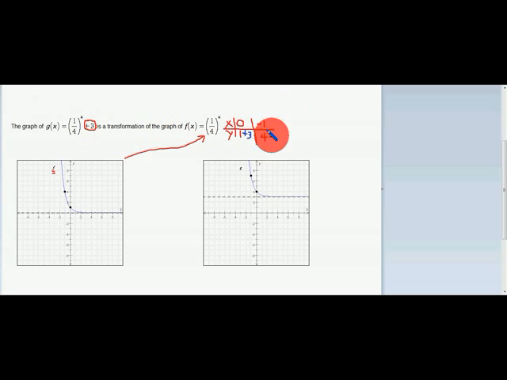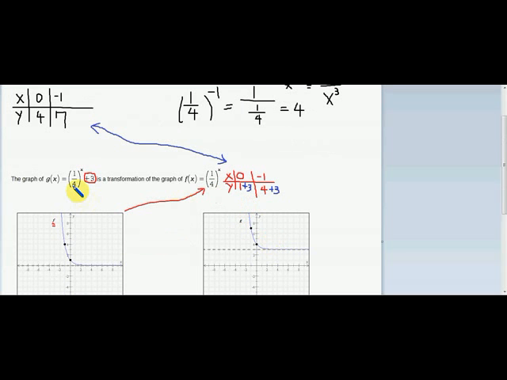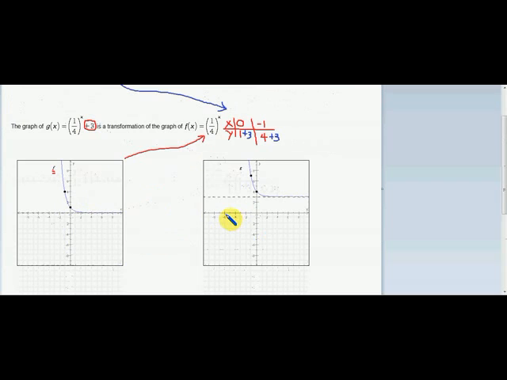Right, add a 3. So if you look at this table and the table that we just calculated, they are exactly the same. Correct? 0, 4, -1, 7. Right? So this is what this 3 does.